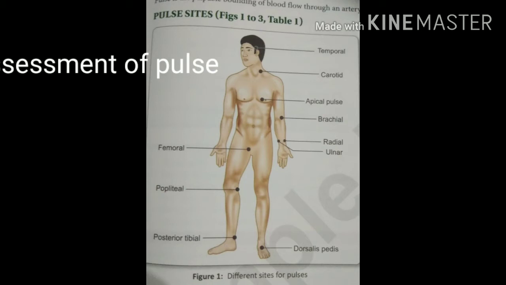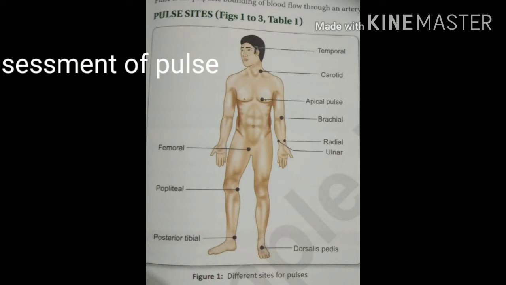Brachial: groove between the biceps and triceps muscle at the antecubital fossa, for assessment of circulation in the lower arm. Radial: inner aspect of the wrist on the radial side, easy to assess. Ulnar: on the little finger side, outer aspect of the thumb, to assess circulation to the ulnar side of the hand and to perform Allen test.